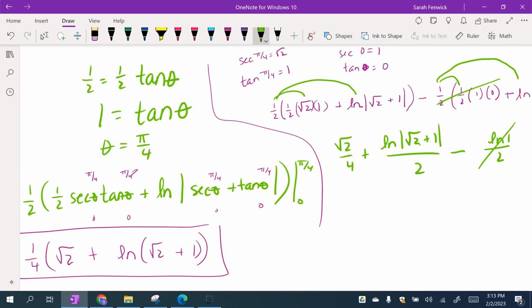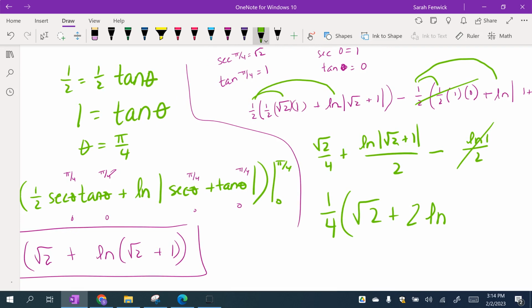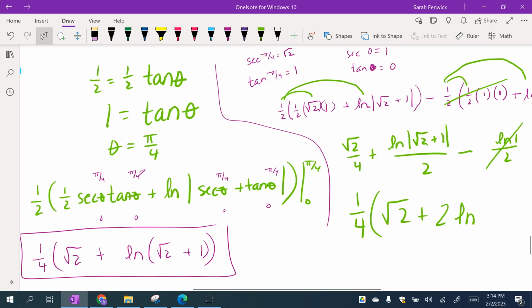So they pulled the 1/4 out and made theirs square root 2 plus, that should have been 2, ln of square root 2 plus 1. How did they have an extra 1/2 that I don't have? So I'm going to have to do a little bit of research on why I have this 2 here and why they do not, but I'll get back to you.